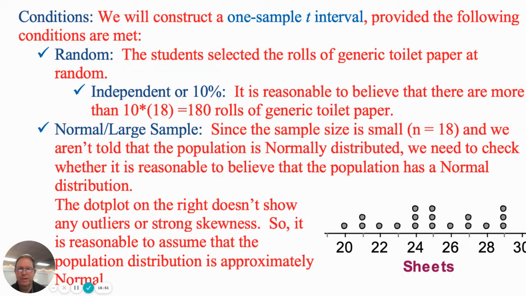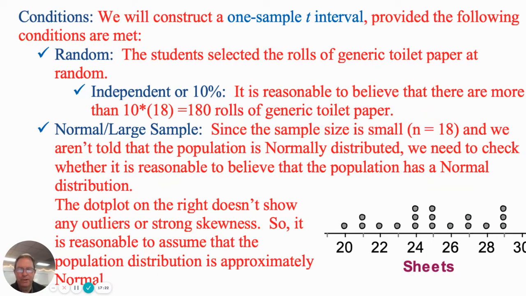Here are the conditions. We will construct a one sample t interval provided the following conditions are met, and that is the name of the procedure, one sample t interval. I want you to mention that at the beginning of the conditions section. Random: the students selected rolls of generic toilet paper at random, so that condition is met. The 10% condition: it's reasonable to believe that there are more than 10 times 18, or 180, rolls of generic toilet paper, so we meet the 10% condition.